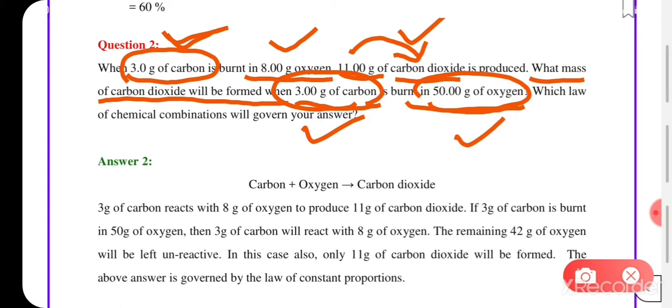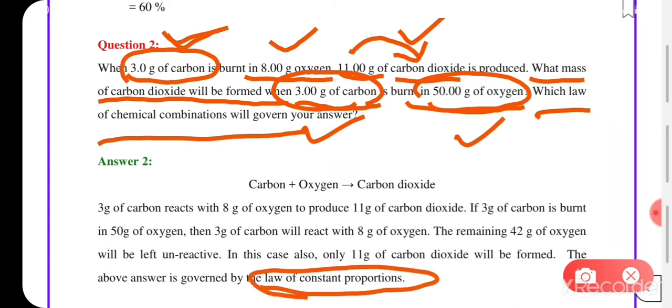So what is going to happen? Will there be any change? Will something extra be formed? No. So which law of chemical combination will govern your answer? It is the law of constant proportion. The elements are going to bond together in the same proportion to form carbon dioxide. It will not happen that you supply more oxygen and something extra will be formed. So 3 grams of carbon will always use 8 grams of oxygen.